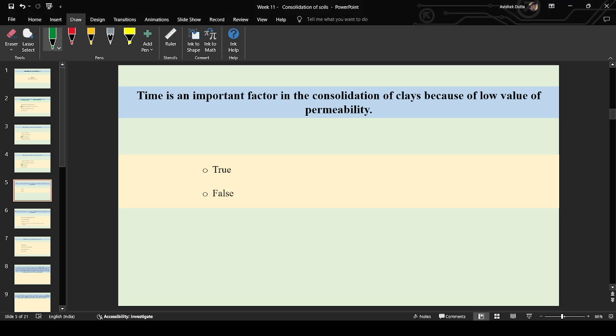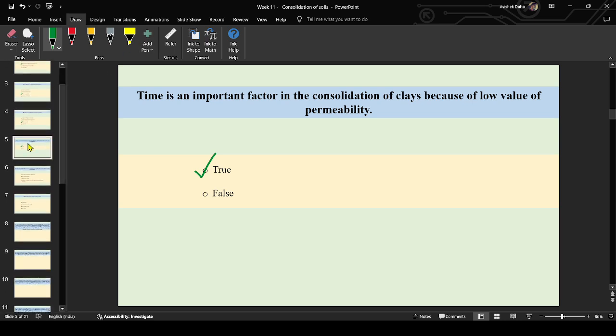Yes, tell me. This is also very simple. Time is an important factor in the consolidation of clays because of low value of permeability. What is the answer? Yes, sir, true. Obviously, because clay has high porosity and low permeability. So for consolidation in clays, to expel out the water, it will take much more time than in granular soils. Okay, this statement is true. Next question.